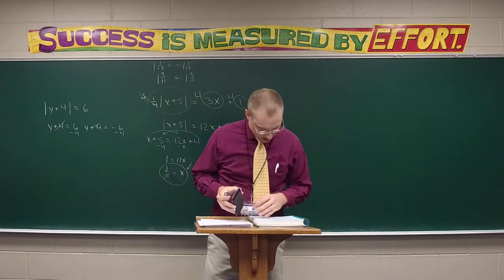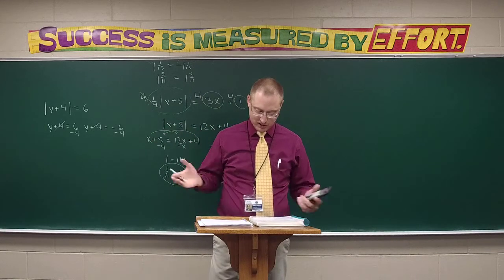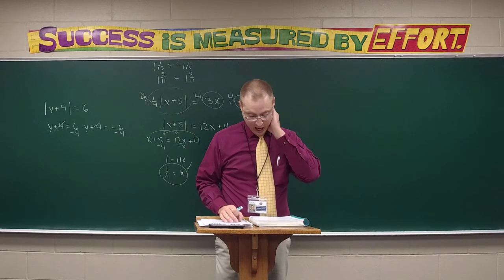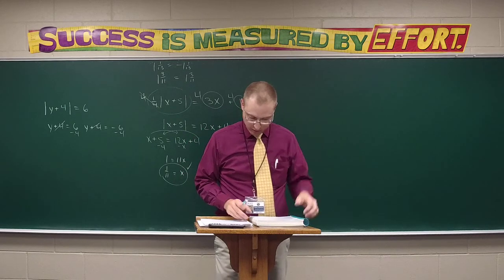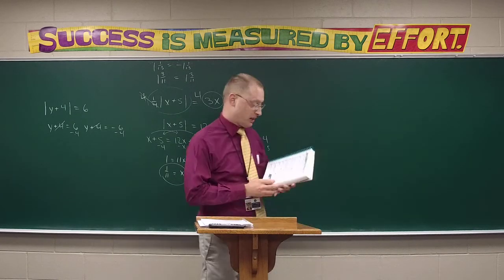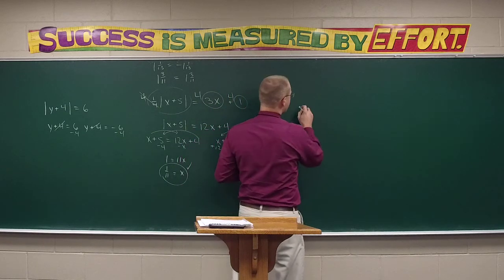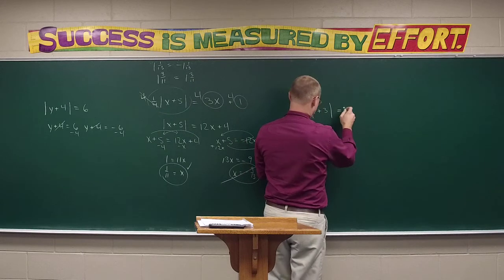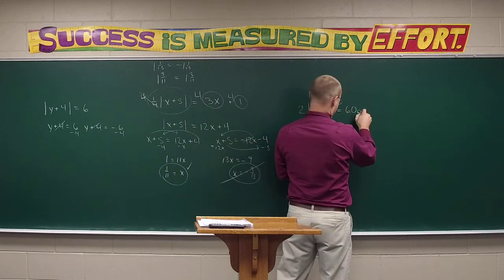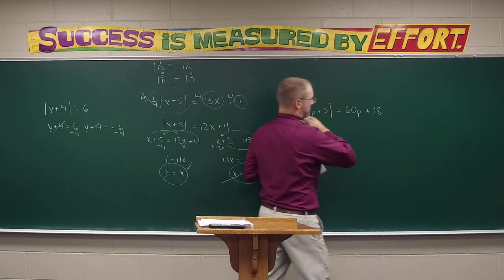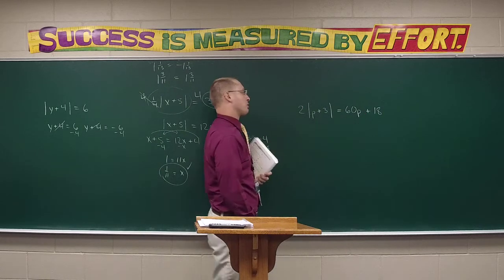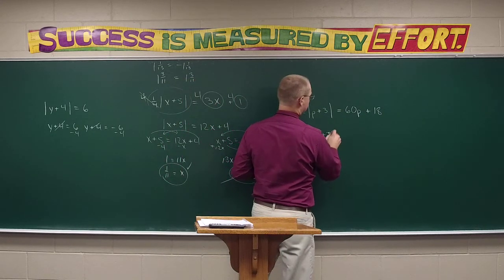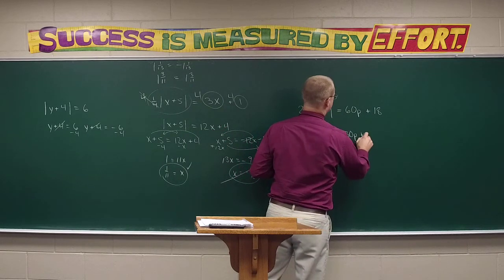All right, number 8. Basically the same deal. Multiply everything, class, by 3. Thank you, that's the common denominator. And that'll leave you with the 2. The denominator 3 is canceled. The absolute value of p plus 3 is equal to 60p plus 18. We multiply everything by 3. But then we need to go through and divide away, class, the 2. So we end up with the absolute value of p plus 3 is equal to 30p plus 9.